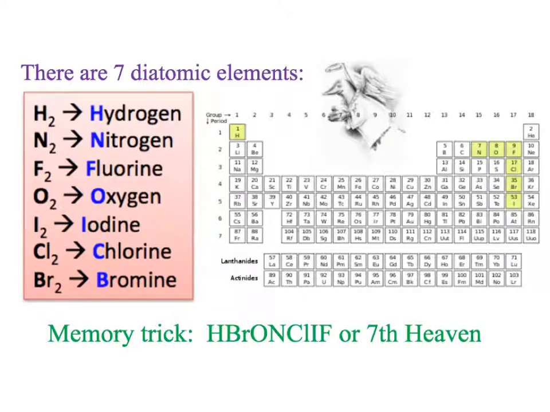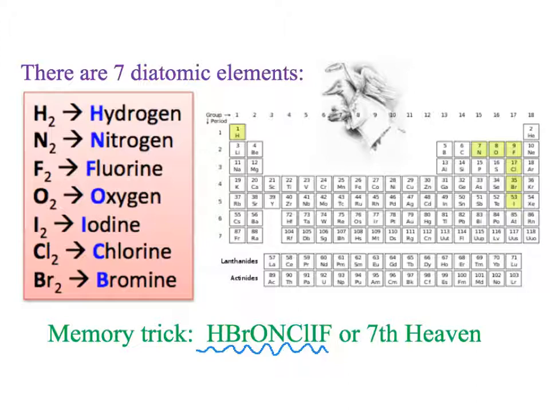The diatomic elements need to be memorized for this chapter, and there's 7 of them, and that'd be kind of tricky just to straight up memorize them, but we give you a memory trick in order to get that. So the first thing you can do is just memorize the simple phrase H. Broncliffe, which is kind of strange, but it's one way of learning it. H. Broncliffe, that gets all 7 of them in there.